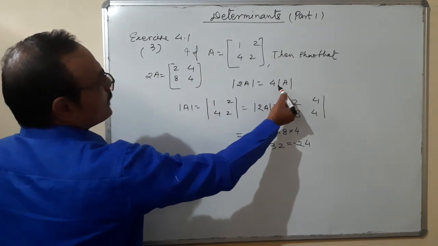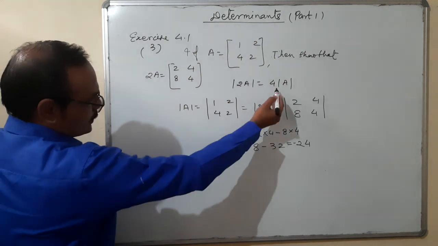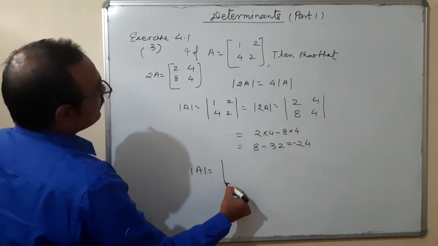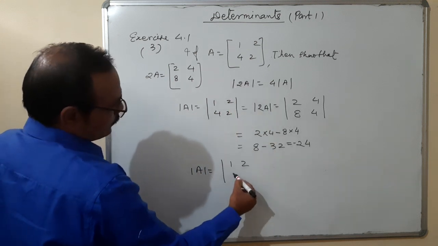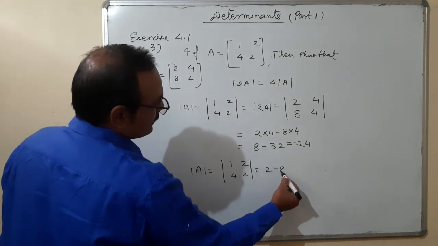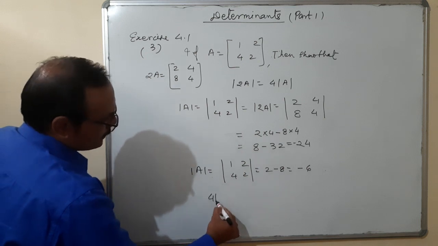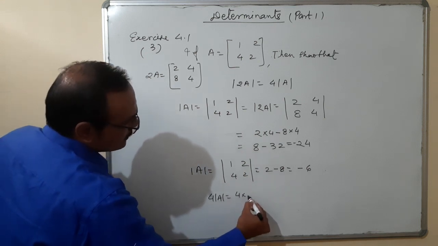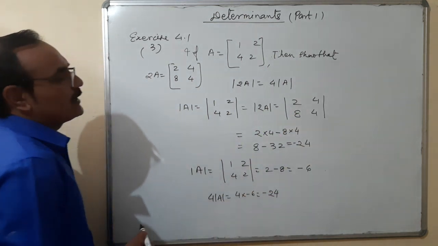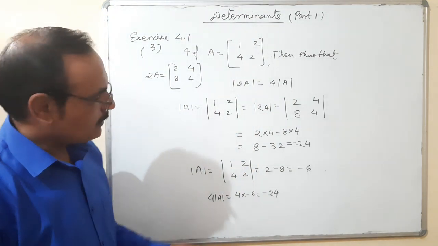Now we are going to find the value of 4 and A. First of all I am finding the value of A. What is A? A is 1, 2, 4, 2. It is coming 2 minus 8. That means it is minus 6. What is the value of 4 into A? 4 multiplied by minus 6, it is coming minus 24. You can see minus 24 is equal to minus 24. Okay. So it is verified.